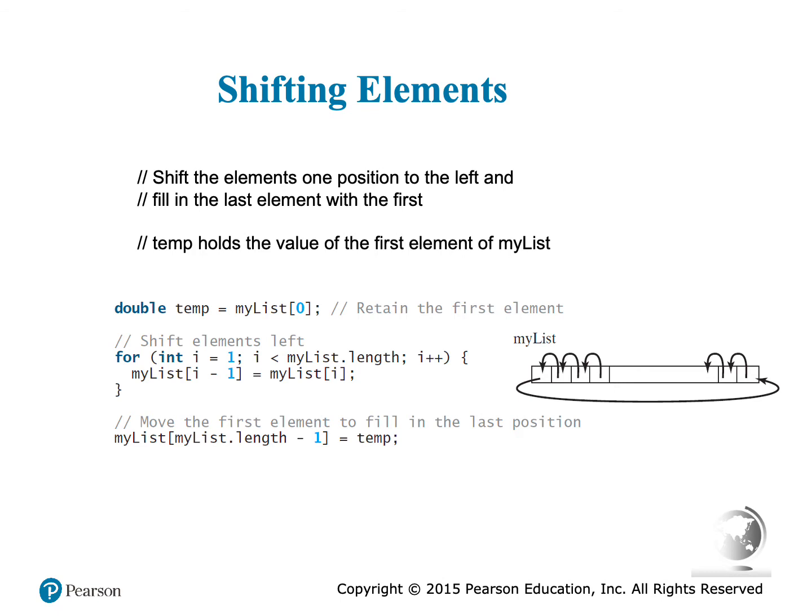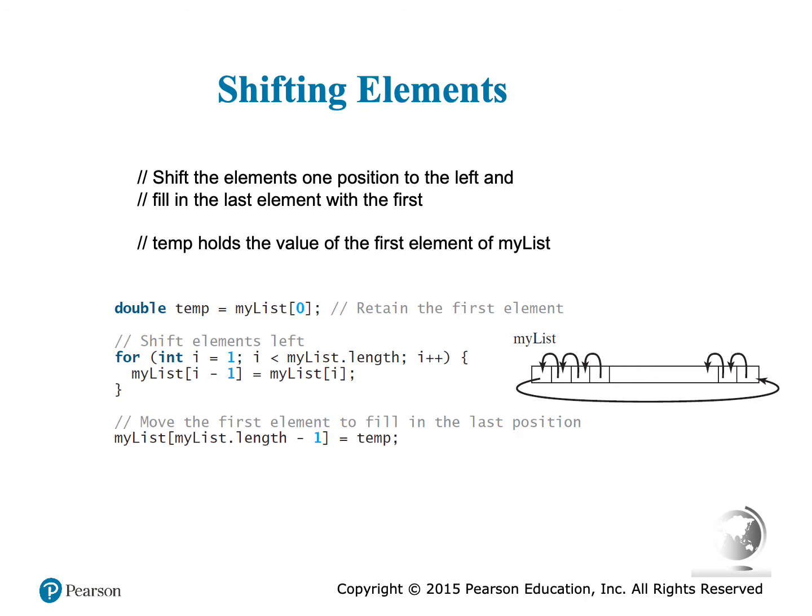Sometimes you may want to shift the elements in an array to the left or to the right. In this example, the elements are shifted one position to the left, and the first element is shifted to the last element of the array. We begin by creating a temporary variable to hold the value of the first element in the array. This is necessary because when we begin shifting, we overwrite the value in the first element, mylist sub 0. If we have not previously held on to that value, the value of mylist sub 0, in some temporary variable, the data will be lost when we shift mylist sub 1 into mylist sub 0.